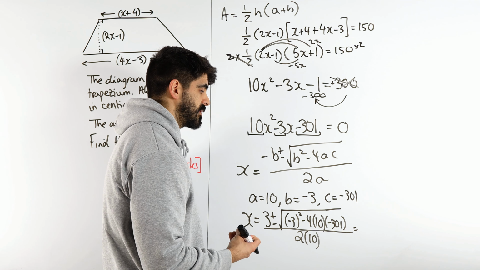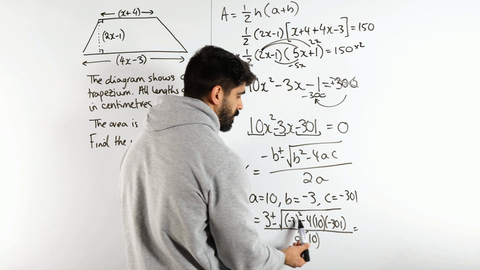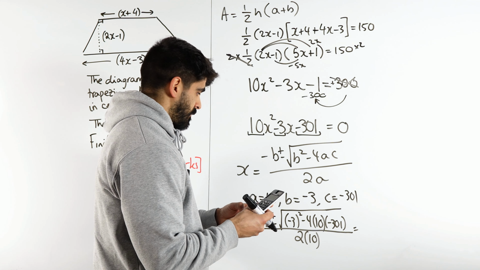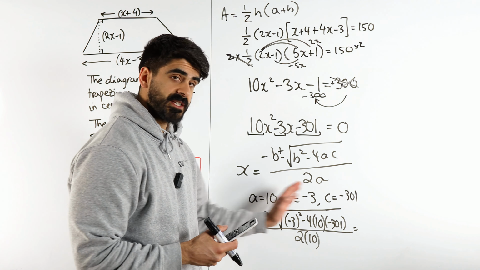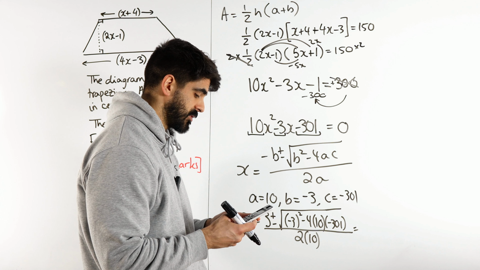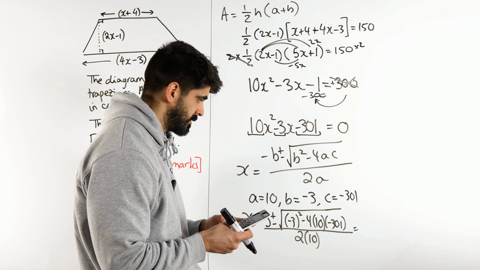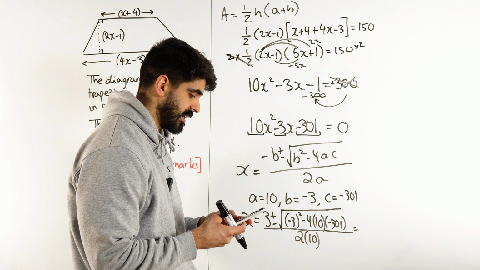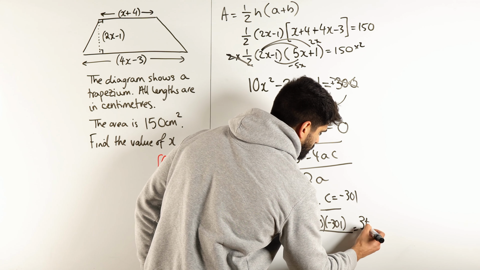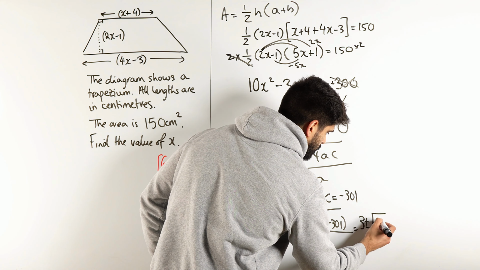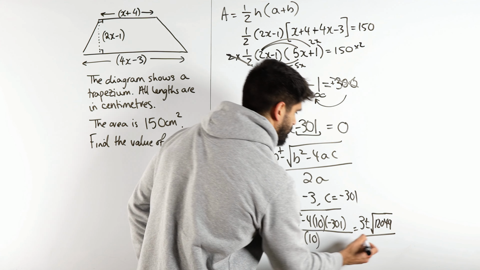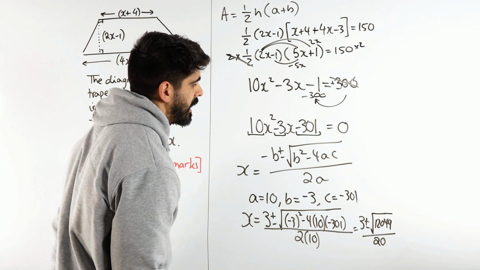In GCSE exams, in a lot of mark schemes, they give you a mark for just typing in what's inside the root. So let's type that in. We get minus 3 squared, because what students do is they type this whole thing in. A lot of them get it wrong, and they lose 2 marks for that because they give a mark for this. So minus 4 times 10 times minus 301. It's silly, I know, but you get 12049. So we get 3 plus or minus root 12049 over 20. And now we get our 2 answers.